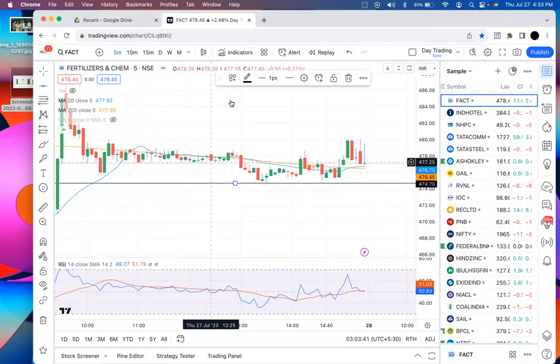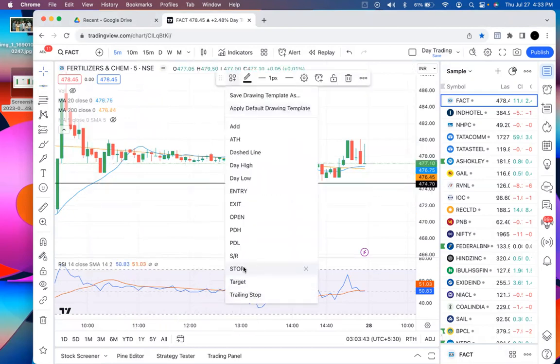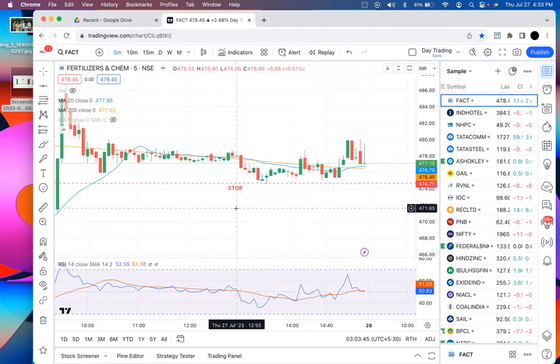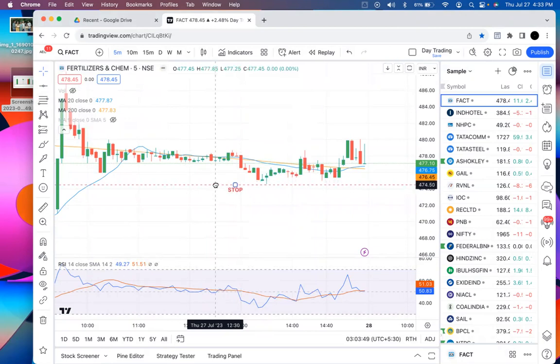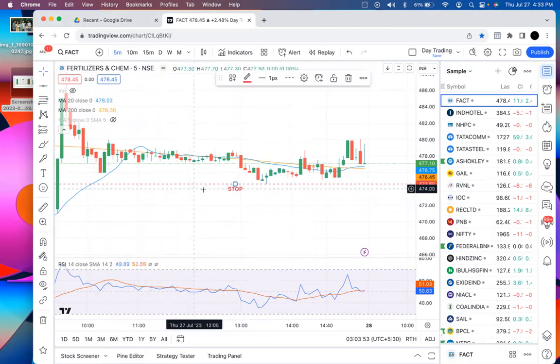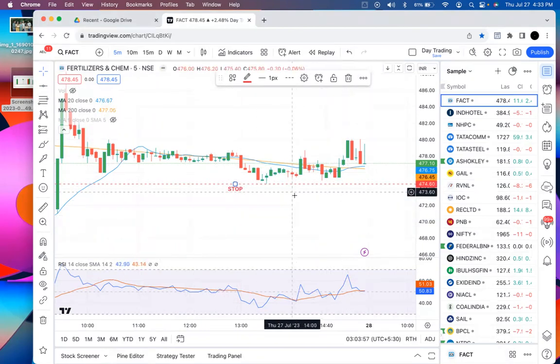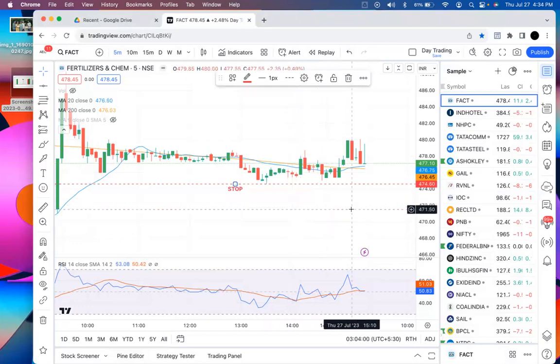Now, here is something that I would do. I would try to put a stop. If I'm going to put a stop, I would put it right below over here, because this has been a point of support for some time. If I put a stop loss, it'll be right here, like 474. That will be my stop loss for FACT right there, and then I would try to go up.